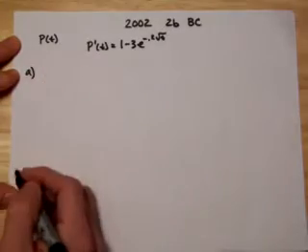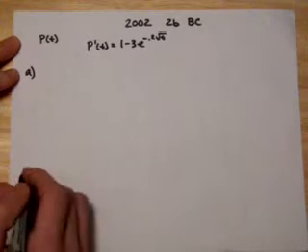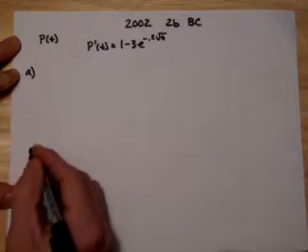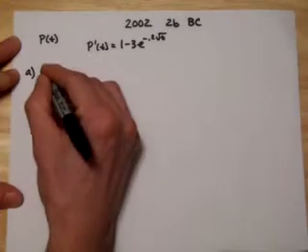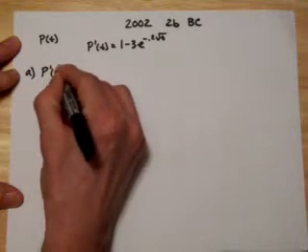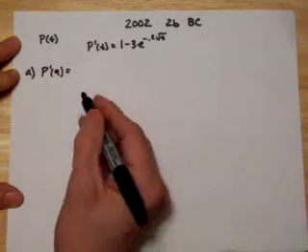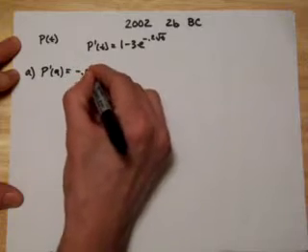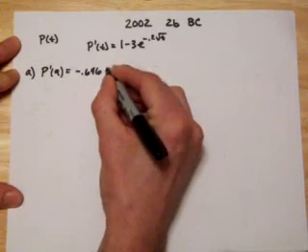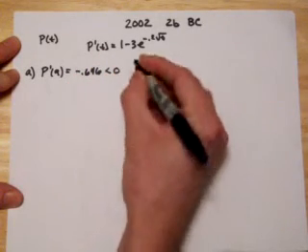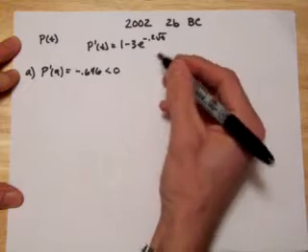A asks, is the amount of pollutant increasing at t equals 9? So we just want to look at the rate when t is 9. We can simply plug that into our calculator and find out that we get negative 0.646, which is less than 0, so the amount is not increasing.